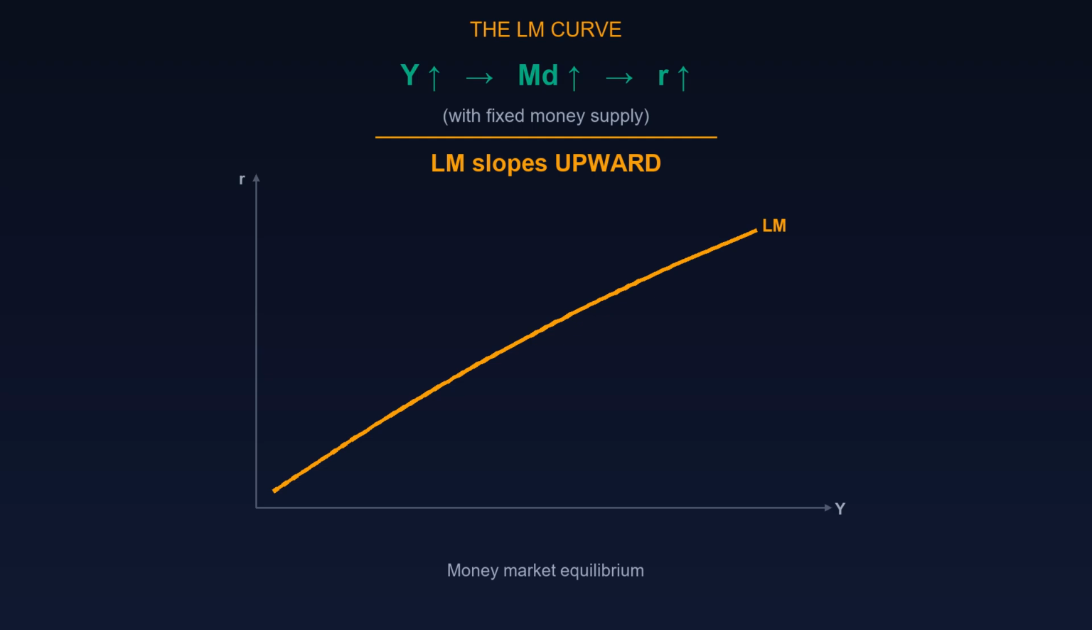But here's the catch in Step 3. The money supply is completely fixed by the central bank. If everyone suddenly wants more cash but there isn't any extra to go around, the price of holding that money, which is the interest rate, must go up to rebalance the market. Higher output forces a higher interest rate, and there is your upward sloping LM curve.